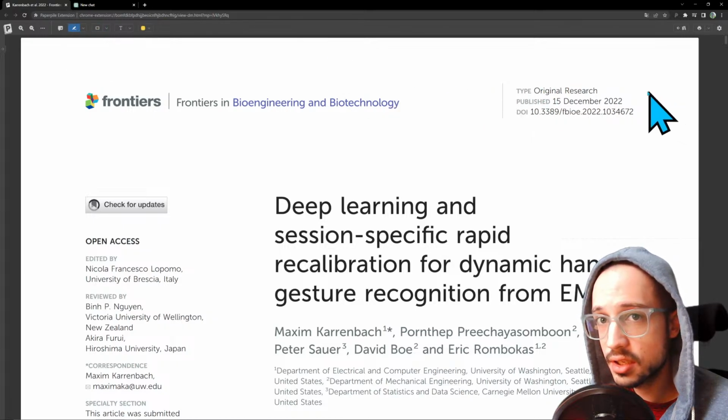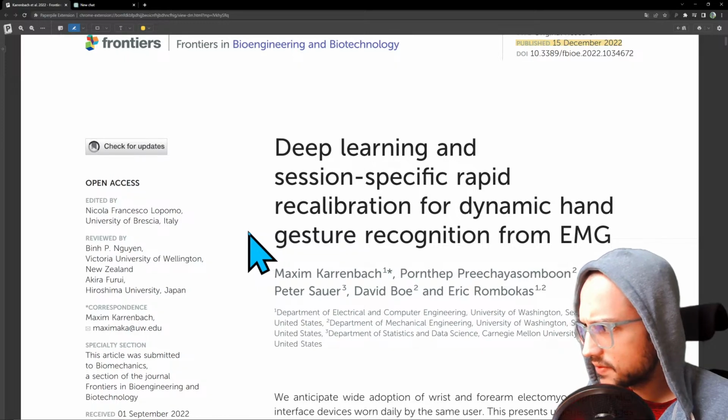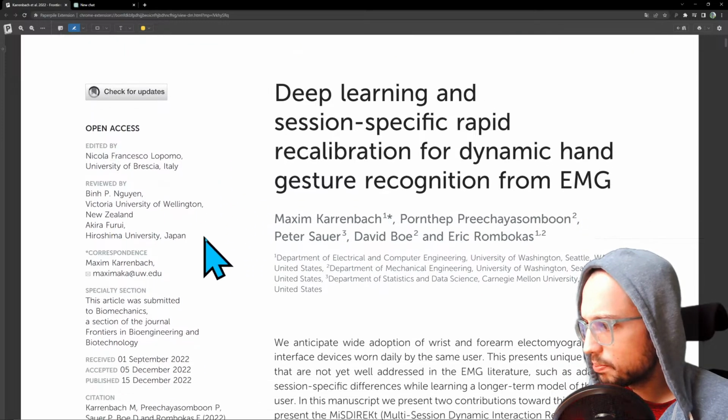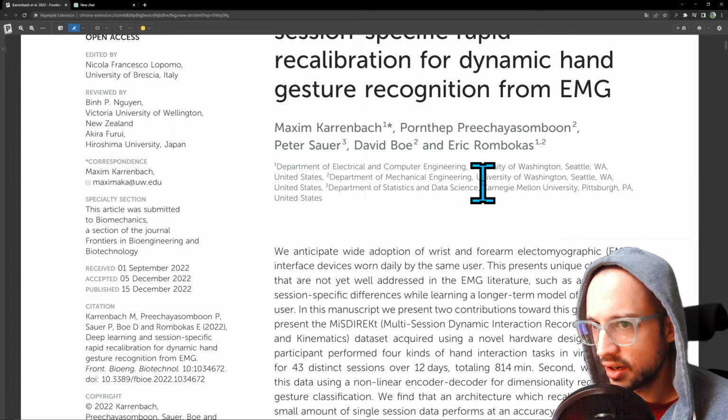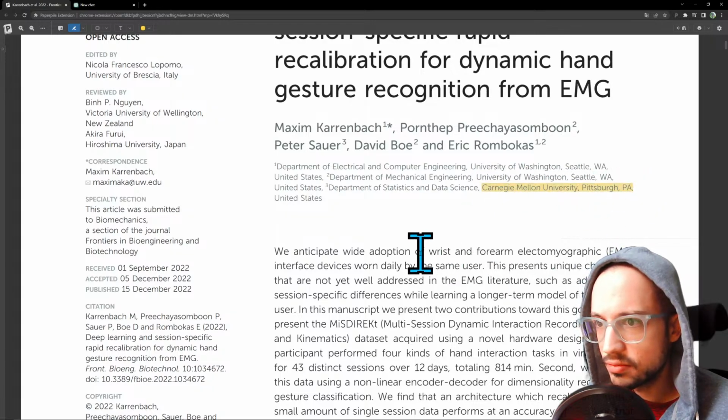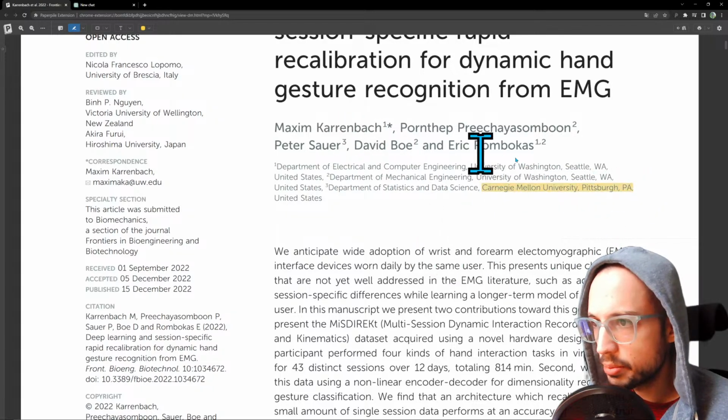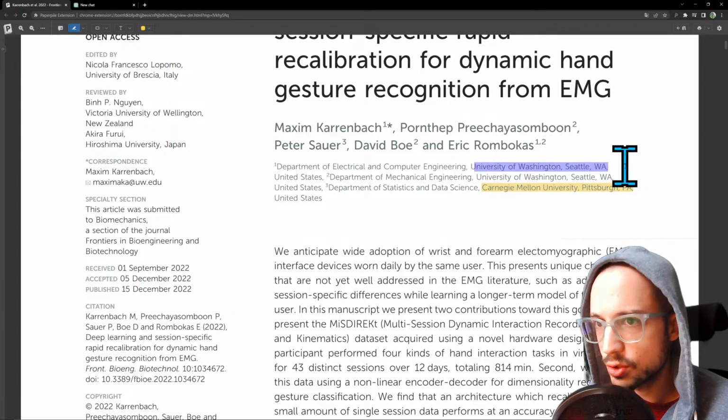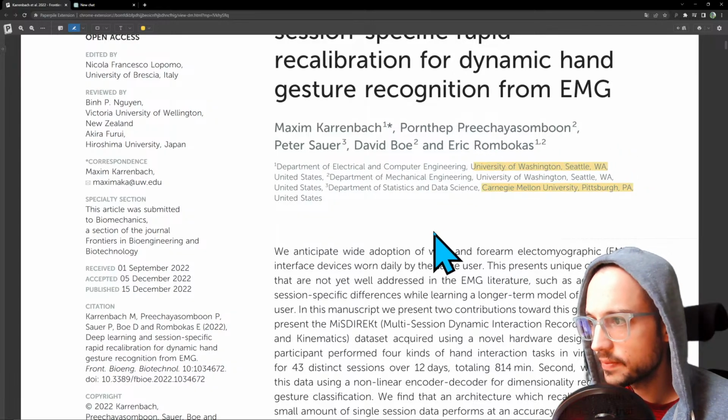So this is a paper published just towards the tail end of last year. A variety of different groups are publishing this paper, including my alma mater, but then a variety of other schools such as University of Washington.